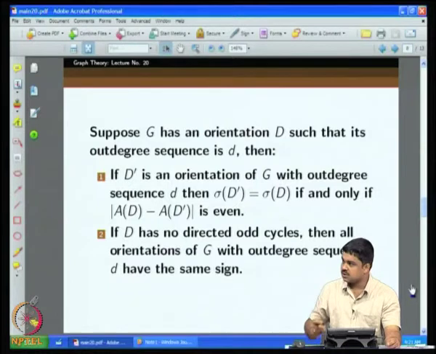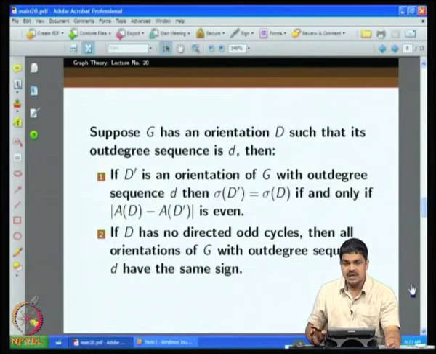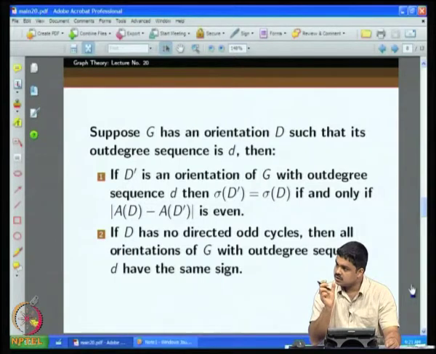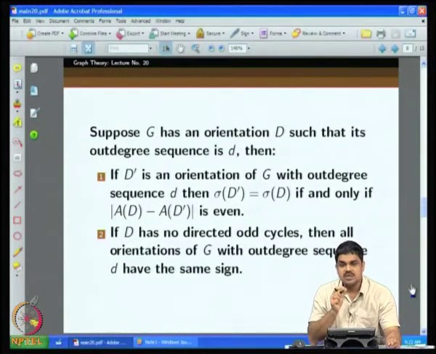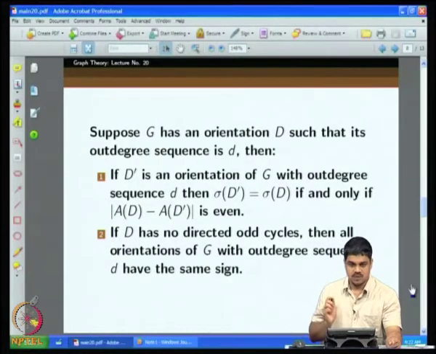Suppose for this degree sequence and the orientation, the corresponding monomial x1 raised to d1, x2 raised to d2, up to xn raised to dn has a non-zero coefficient in it. The weight w of d, that weight of that degree sequence, happens to be non-zero. Such an orientation if we can find, then we can say that it is list colorable, as long as the lists are at least one more than the corresponding out degree of each vertex with respect to the degree sequence.